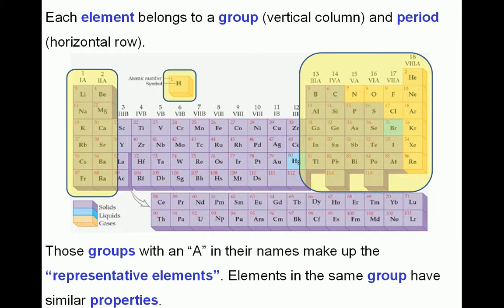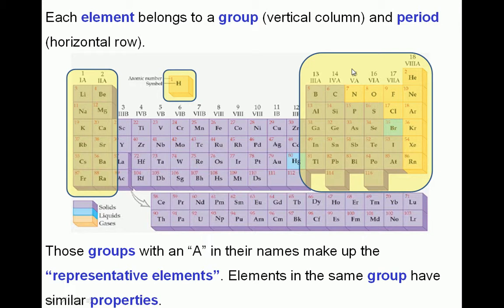So the periodic table is divided into groups, which are vertical columns, and periods, which are horizontal rows. And you'll see that the groups are labelled in two ways, either 1 through 18, which is the modern labelling, or they are labelled with Roman numerals.